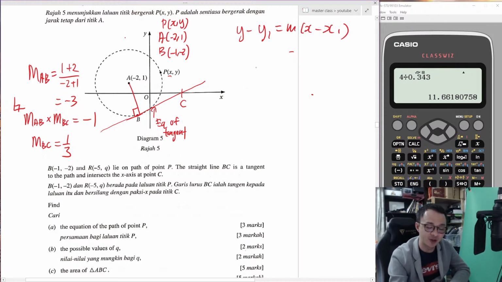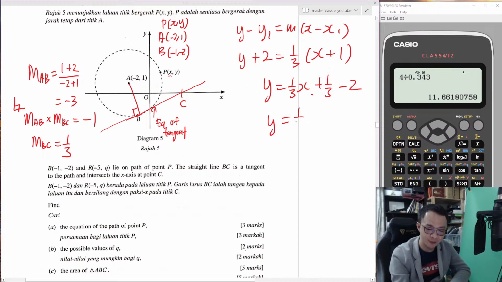Okay, I want to find the equation of BC. So it will be y minus coordinate B is negative 2 plus 2. M is 1 over 3. Then this is x minus x1. So it's plus 1. Alright, this is y equals to 1 over 3x plus 1 over 3 minus 2. So it will be minus 5 over 3.